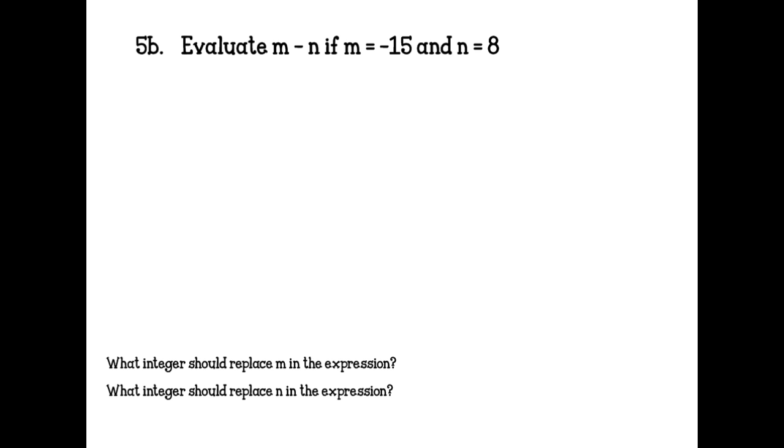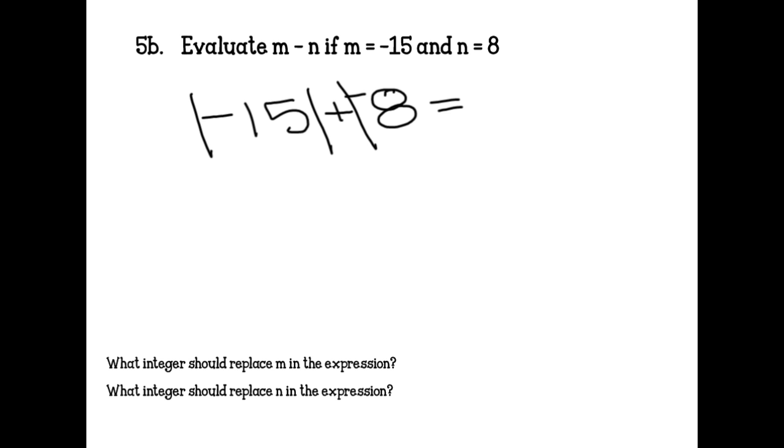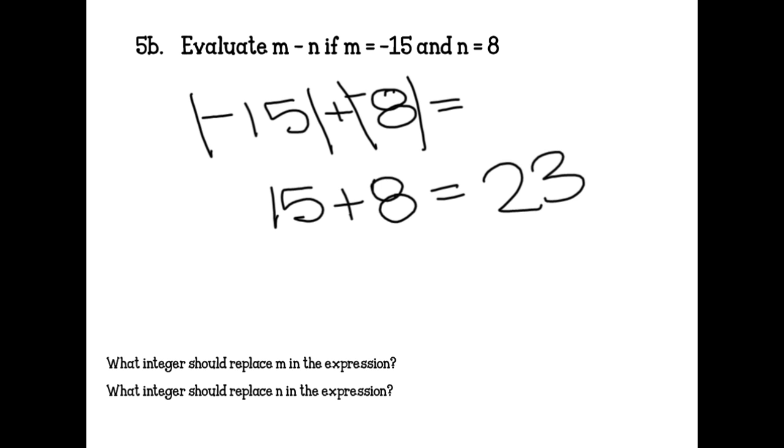Okay, we're going to evaluate m minus n, if m is equal to -15 and n is equal to 8. So we're going to plug -15 in for m. So we have -15 minus n, which is a +8. So we add the opposite and we have -15 plus -8. When they're the same sign, we add their absolute values. So we have 15 plus 8, which is 23. They are both negative, so our answer will be negative, and we get a -23.